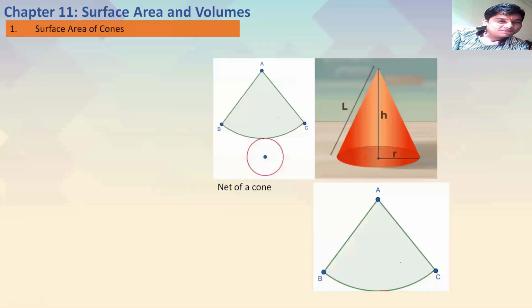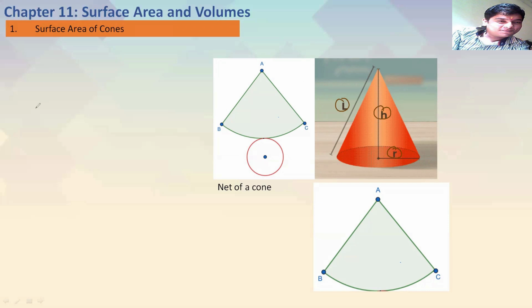Let's go to this. You see that we have 3 things over here, right? 3 basic dimensions: radius of base, height, and slant height. What do you know about the relation between these 3? What is the relationship between these 3?